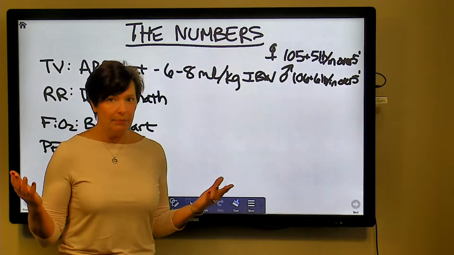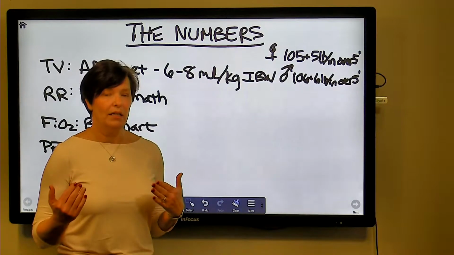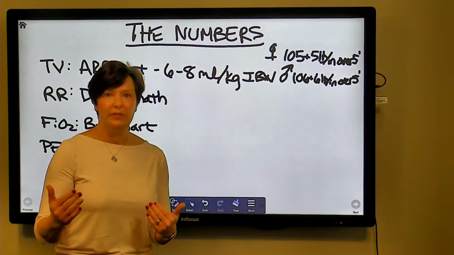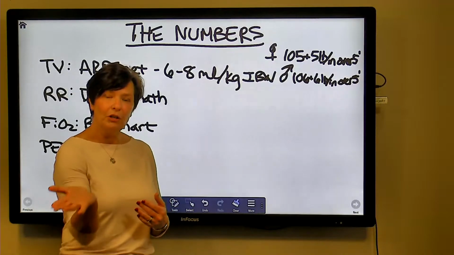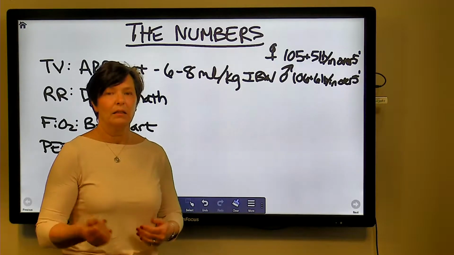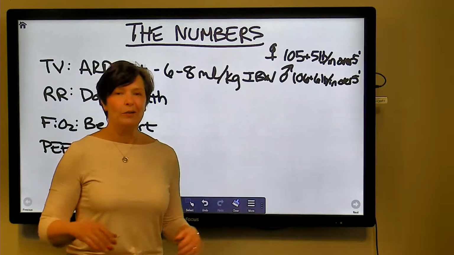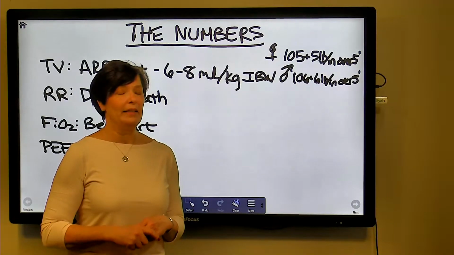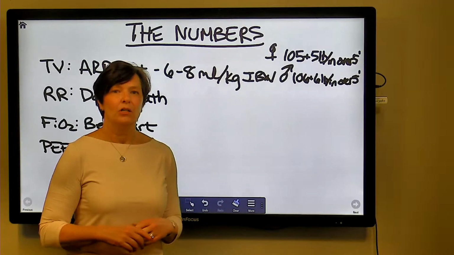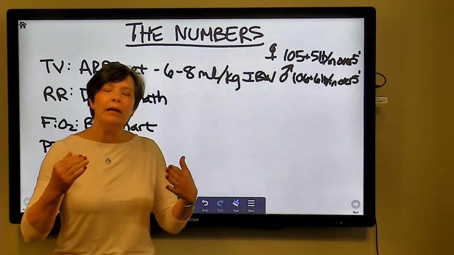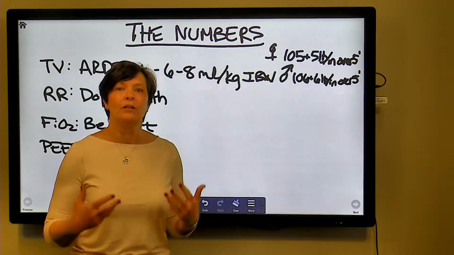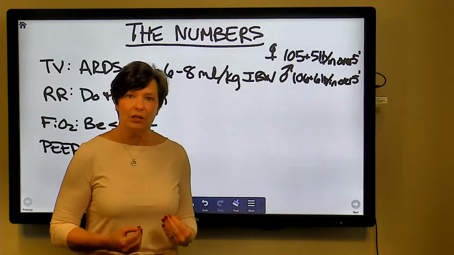But poor Susie, who's septic, comes in, and Susie's going to need a minute volume of maybe 12 to 15 liters. And so you're going to be starting at higher rates. If you have a burn patient, all bets are off. Their minute volumes are in the 20s, very difficult to ventilate. So you have to think about who, in what circumstances, am I trying to ventilate. And then I just do the math.